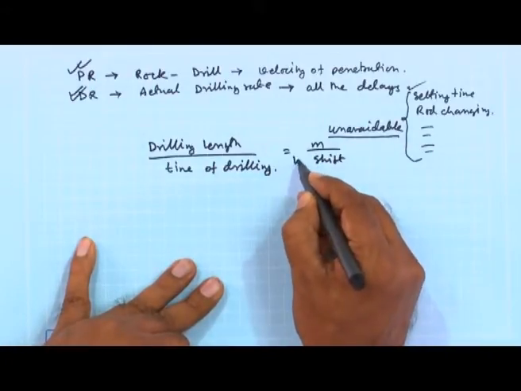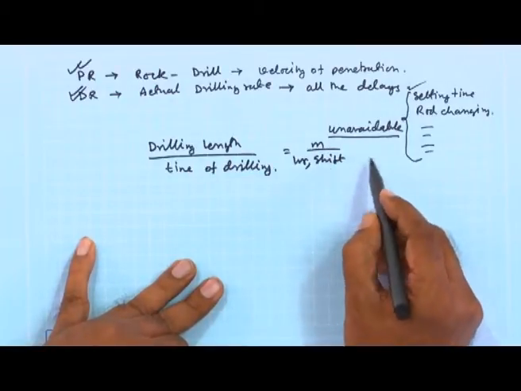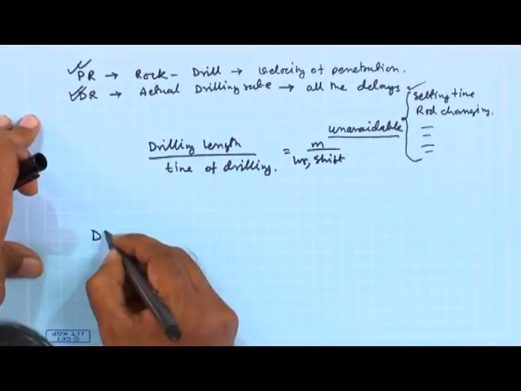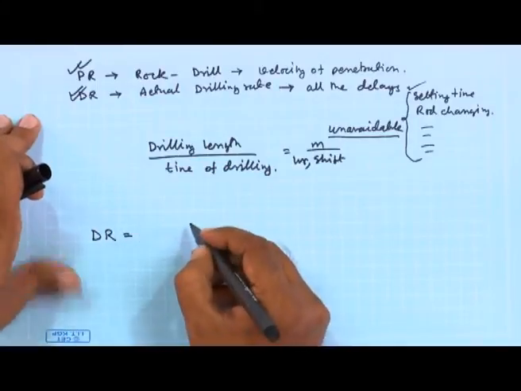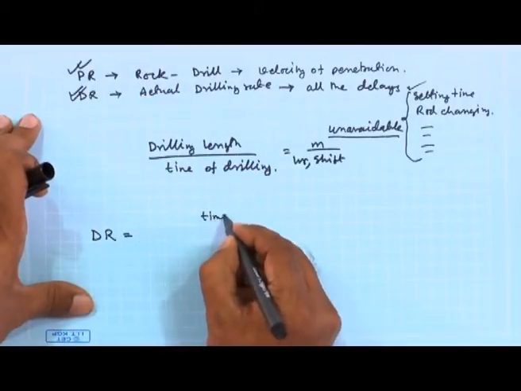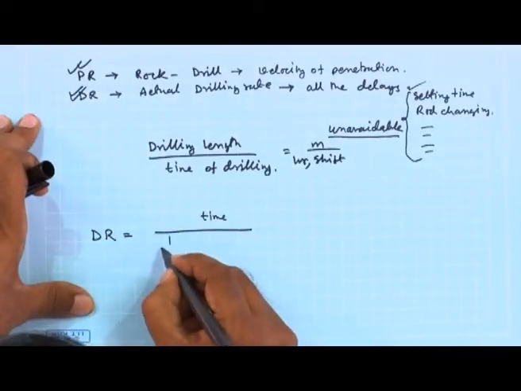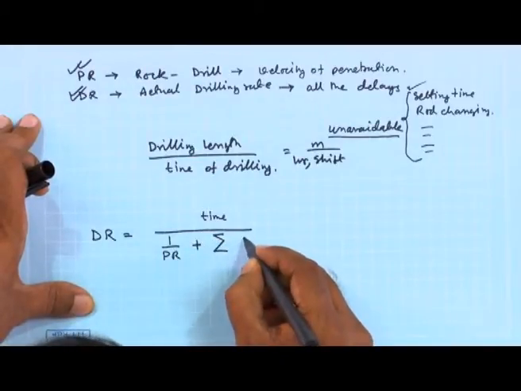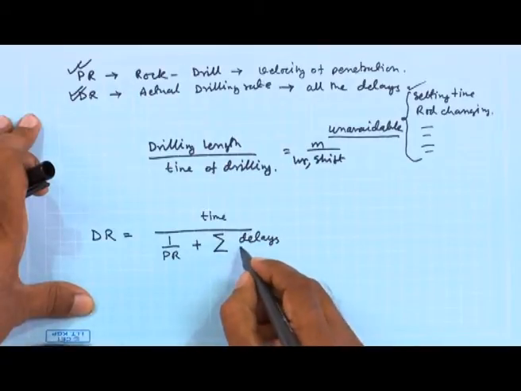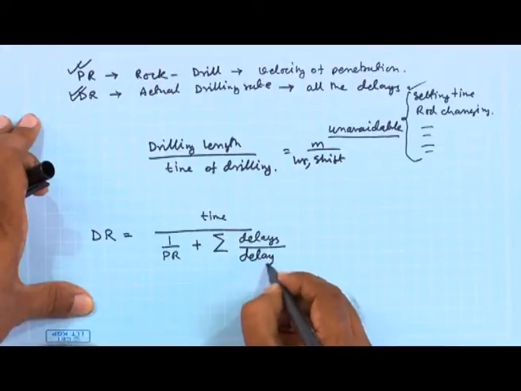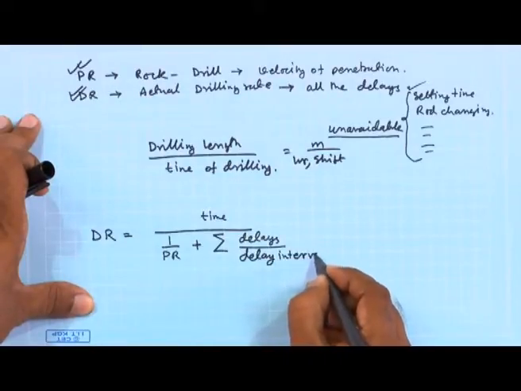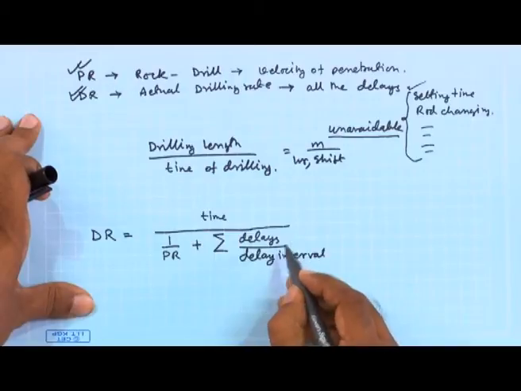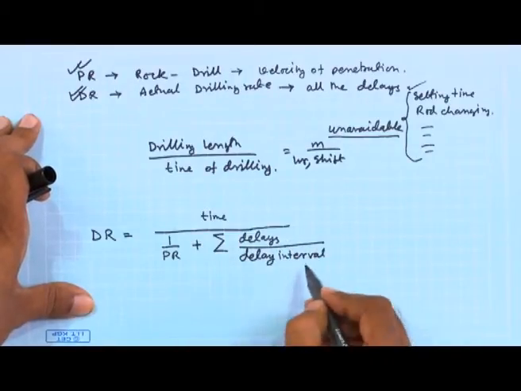That means, it may be the meterage of drilling carried out in a long hours, may be a shift or maybe 1 hour, like that way, in which we consider all these delays, and considering this, the drilling rate may be estimated using this formula: time divided by 1 by penetration rate plus summation of delays divided by delay interval.